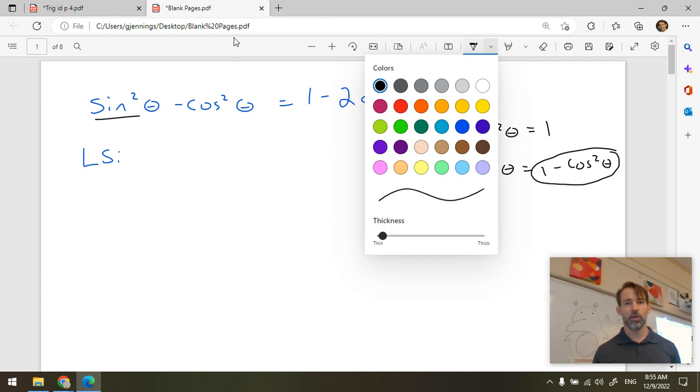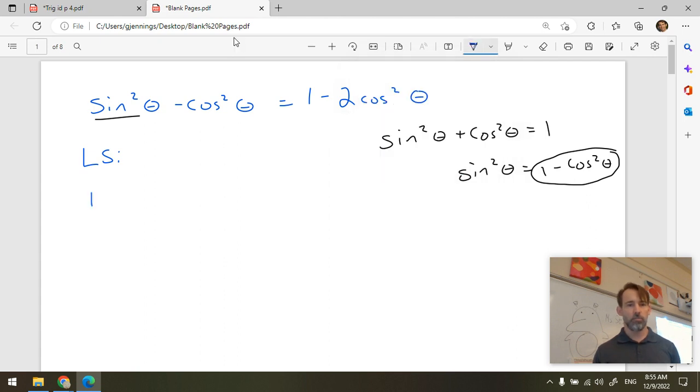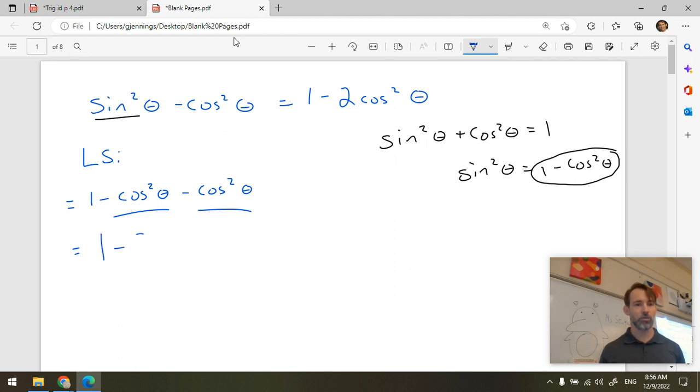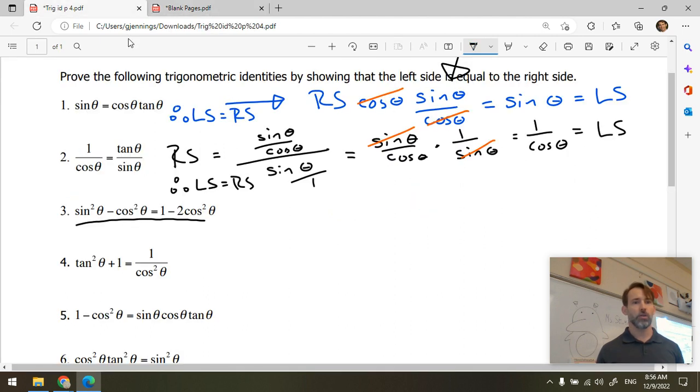All right, and this is what we're going to have. 1 minus cosine squared theta minus cosine squared theta. Okay, let's work that out. Here I just use my algebraic skills of collecting like terms. I have a cosine squared theta and I subtract another cosine squared theta. So all in total, I'm subtracting 2 cosine squared thetas. And that equals the right side. So we're done. Therefore, left side equals right side. Cool.